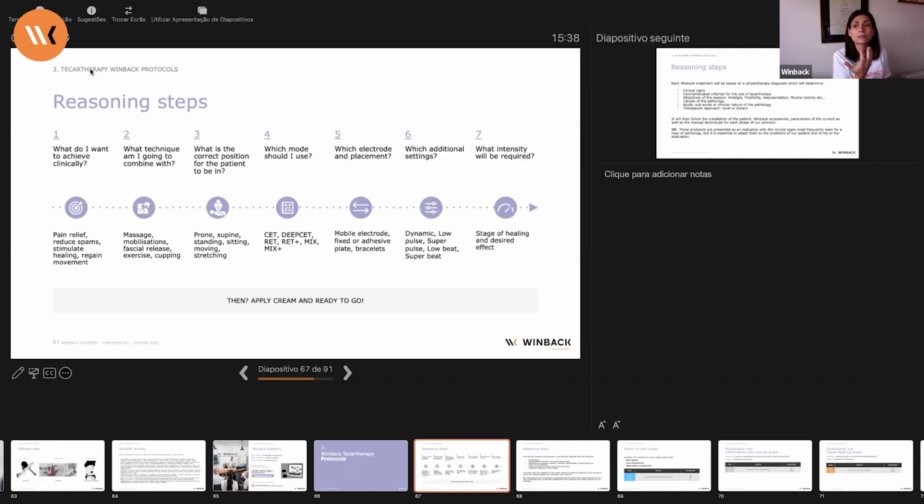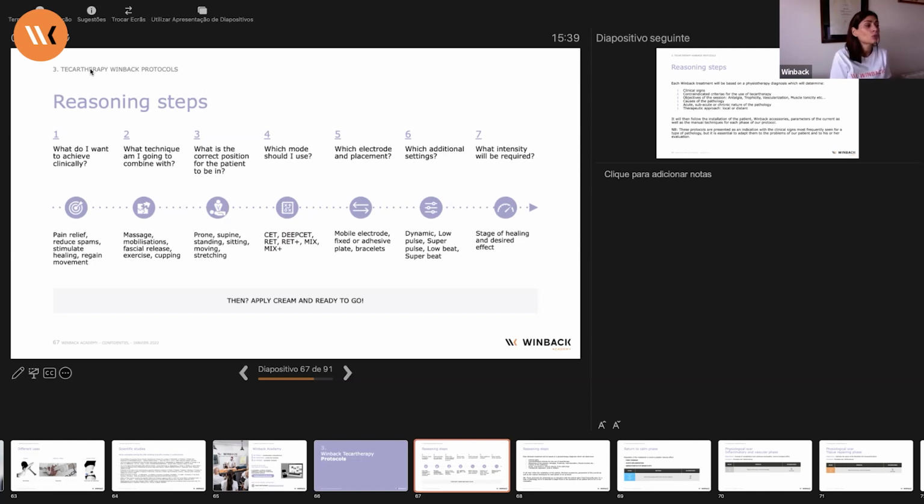Which is my objective? It's important to know also what technique am I going to combine with. Am I going to do a massage? Am I going to do a mobilization? It's better to have the free mode so I can have my hands free. I want to do a fascial release. I choose the fascia tool so I can work with it. I want to do some exercises. I want to do some cupping. I use the free hands mode. Like that, I can combine it with my techniques.